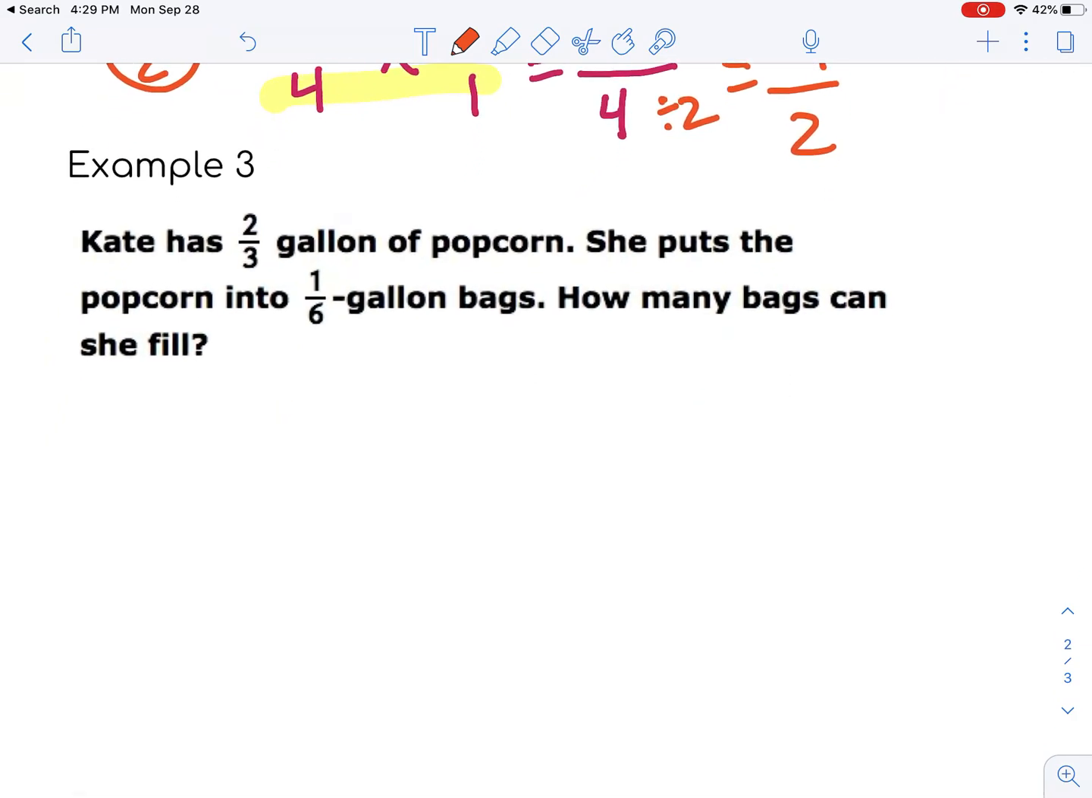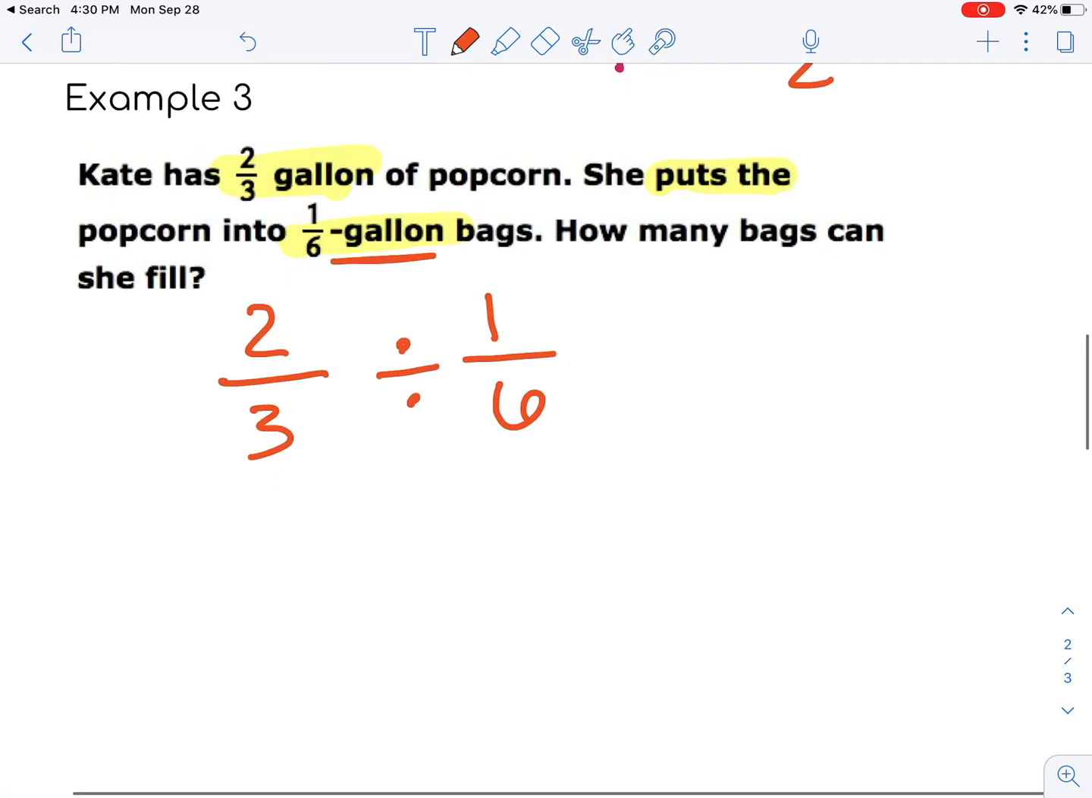Kate has 2/3 gallon of popcorn. So we have 2/3 of a gallon of popcorn, and she wants to put it into 1/6-gallon bags. How many bags can she fill? So we already have 2/3 gallon, and we want to split it into 1/6-gallon bags. So we're going to divide by 1/6.